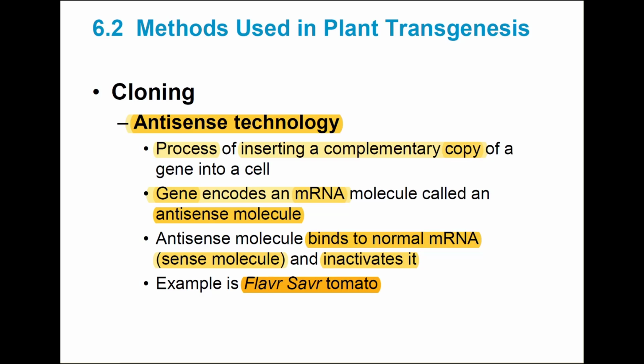So to insert a complementary copy gene into a cell, the gene encodes an mRNA molecule called antisense. It's the exact opposite complement of the mRNA that you want to knock down. Antisense molecules find the normal mRNA and inactivate it, and this has been done to shut down certain genes that you don't want to express. Why don't we stop there?